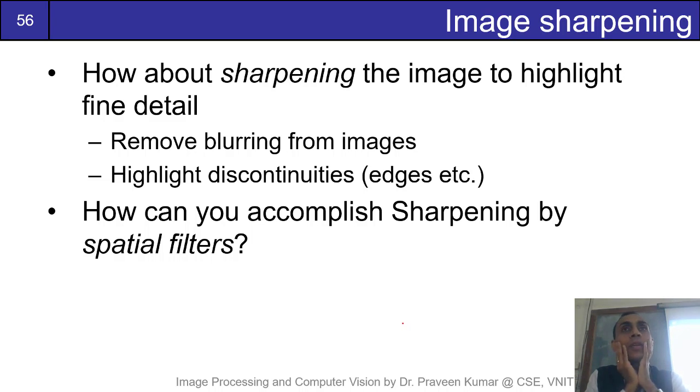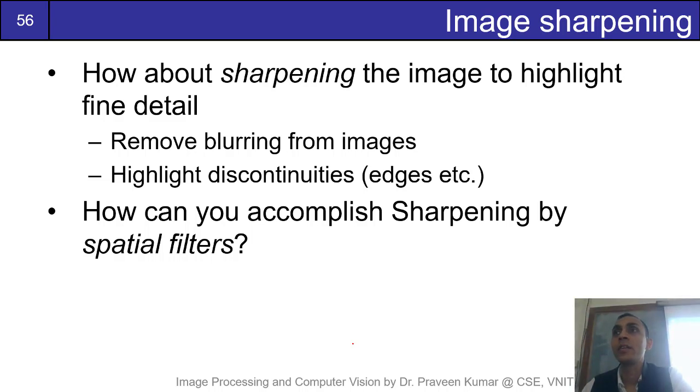So for smoothing, for blurring, what were we doing? We were taking an average. So if you want to do the reverse, what operation should we do? Maximum? What is the reverse of averaging? Okay, anybody else have the answer here? I heard some other answer also from here. Somebody was telling the opposite of averaging: center pixel multiplied by something and subtracting the rest.